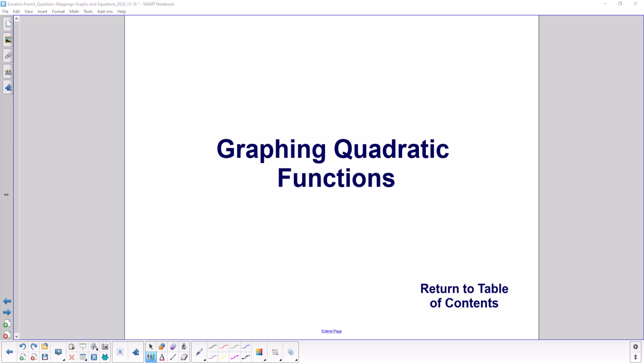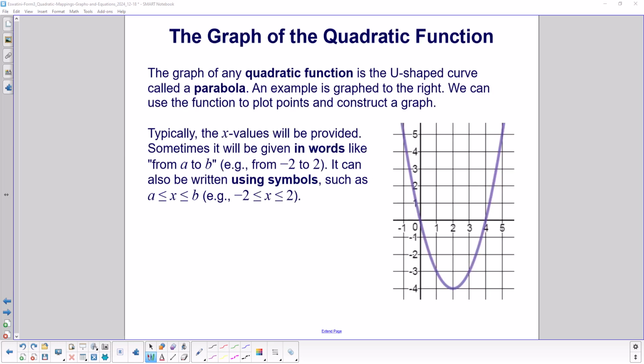Graphing quadratic functions. The graph of any quadratic function is the U-shaped curve called a parabola. An example is graphed to the right over here. We can use the function to plot points and construct a graph. Typically, the x values will be provided.